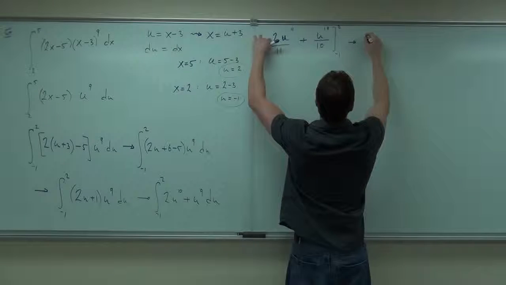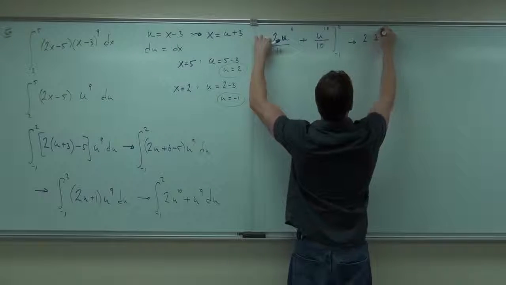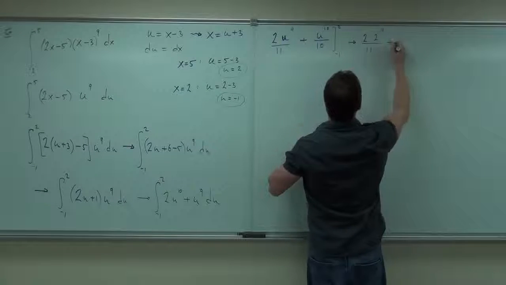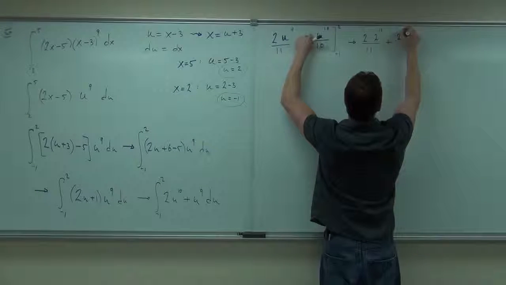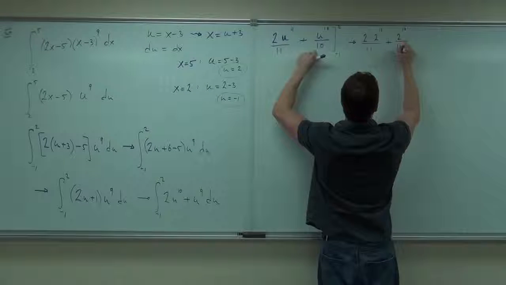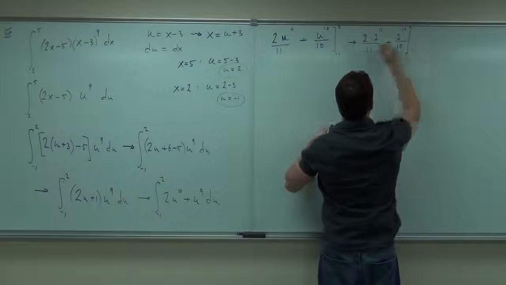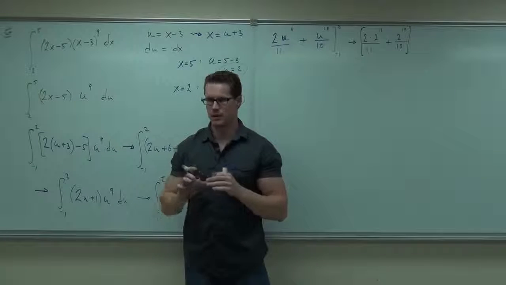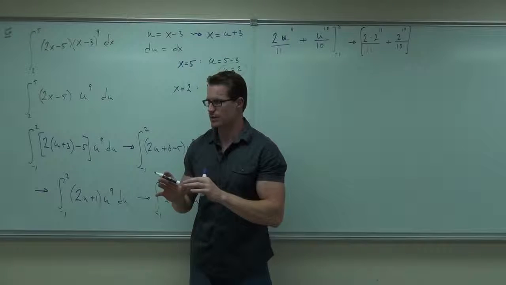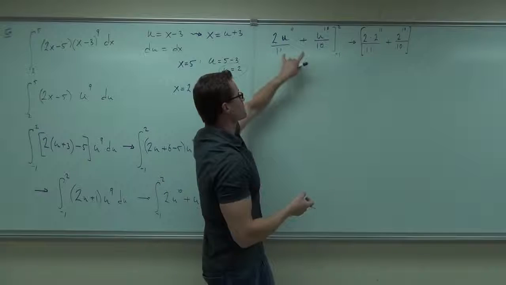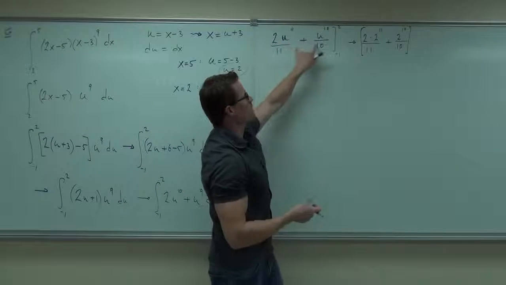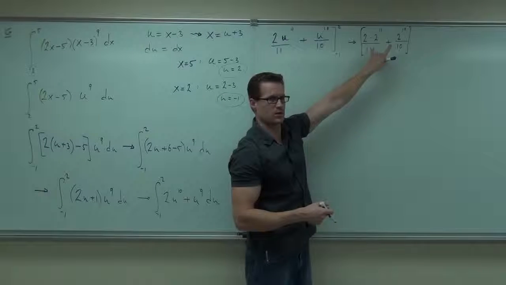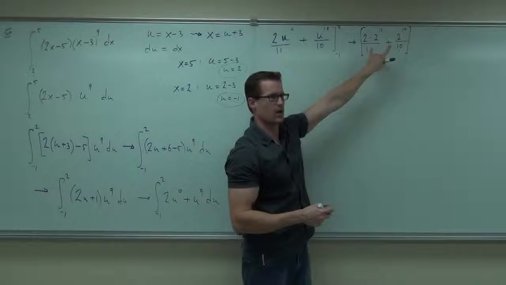We're going to get 2 times 2 to the 11th over 11 plus 2 to the 10th over 10. That happens from when we plug in the 2. You got to plug it into both those terms. It has to go to both of them. So this piece right here is just the 2 evaluated. Are you all right with that so far? Yes or no, ladies and gentlemen? Yeah. Okay, then what do we do?